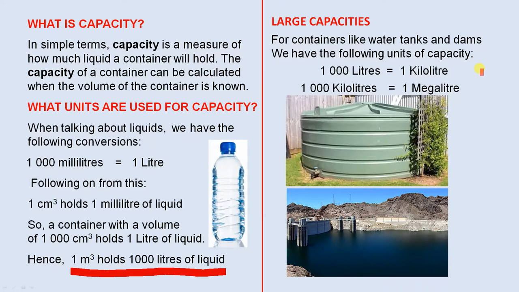Large capacities. For containers like water tanks and dams, we have the following units of capacity. 1,000 litres, we call that a kilolitre. 1,000 kilolitres, we call that a megalitre. So when we have things like water tanks, which we can use at home, and then dams which hold a lot of water, the words like kilolitre and megalitre start coming into play.